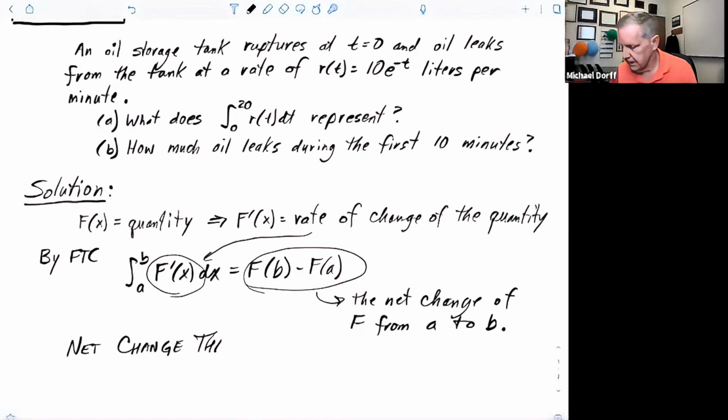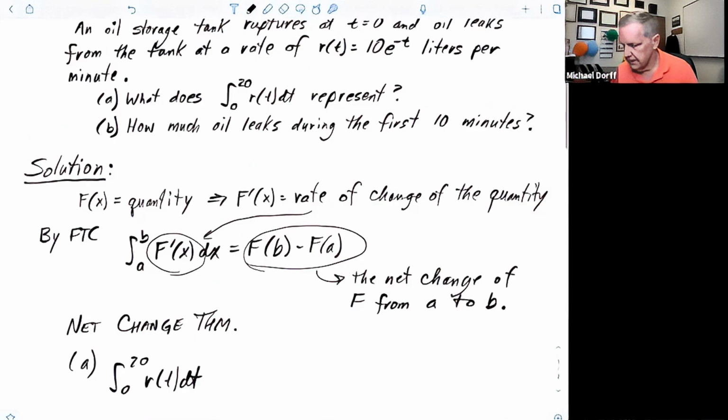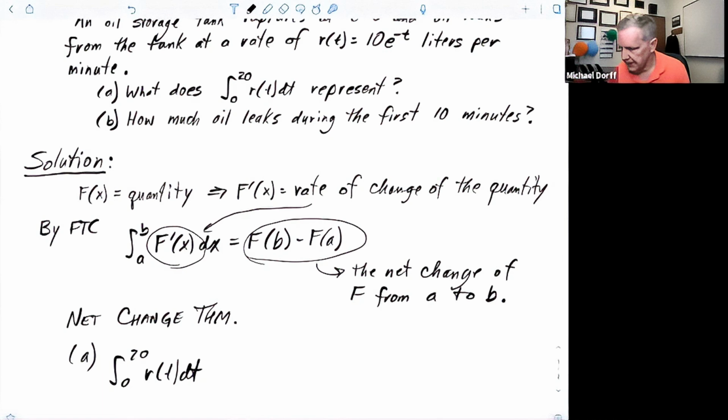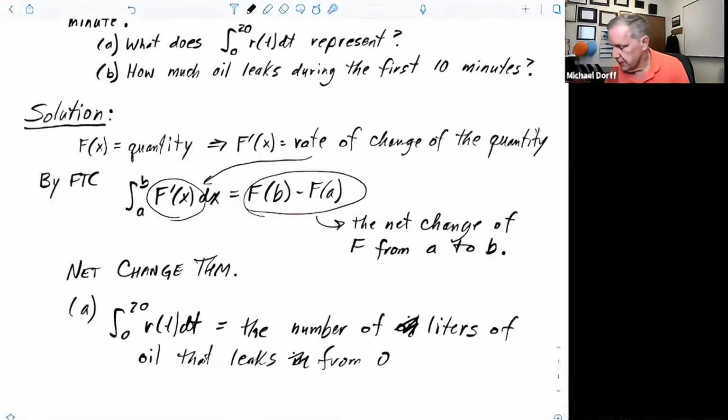So in part A, it says, what does this integral from 0 to 20 represent? Well, r is a function that tells the rate of change of the oil leaking out. So this is going to represent the amount of oil, the number of liters, because we're doing liters here, that leaks out from 0 minutes to 20 minutes.